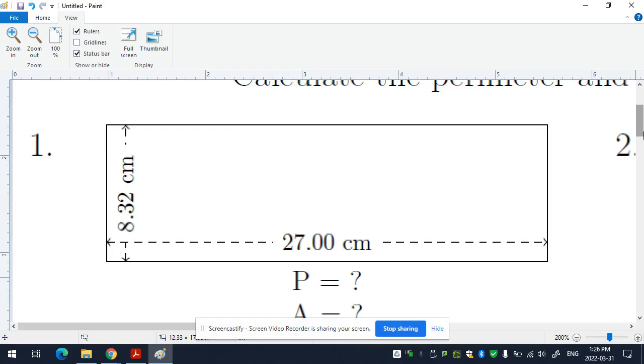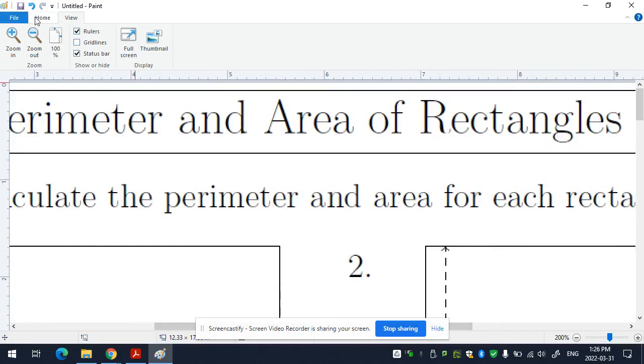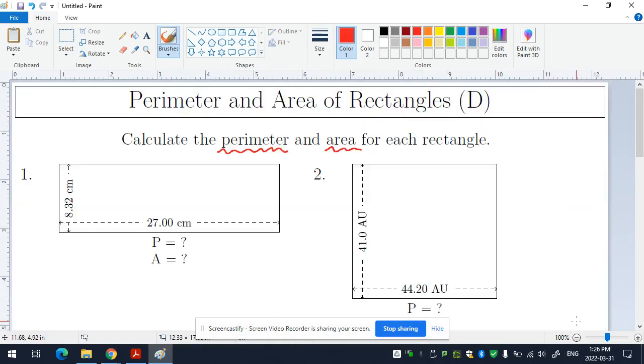By the way, they want you to calculate what and what of each shape. Not just one thing, but two. They want you to calculate what? Perimeter, which is the outside length if you go around. So the perimeter. And, okay, let's look at the first one.